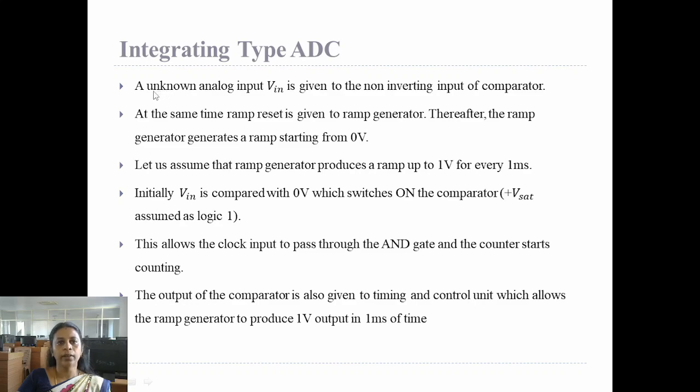So it is explained here. An unknown analog input voltage is given to the non-inverting terminal of the comparator. A ramp input is given to the inverting terminal of the comparator. The comparator compares both the ramp signal and the unknown value, and when the difference is compared with 0 volt, it switches on the comparator, and that allows the clock input to pass through the AND gate, and the counter starts counting.